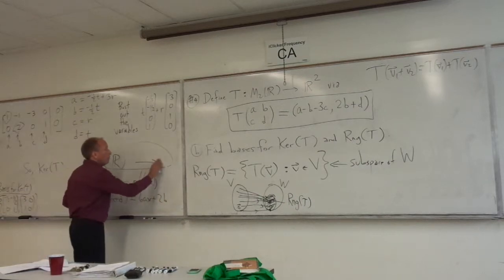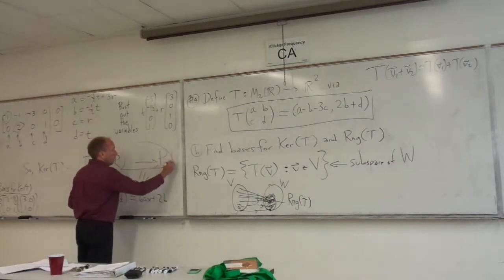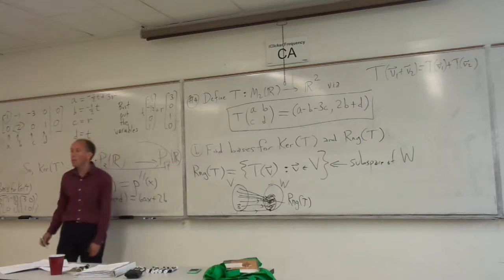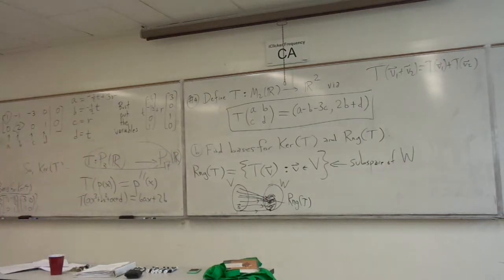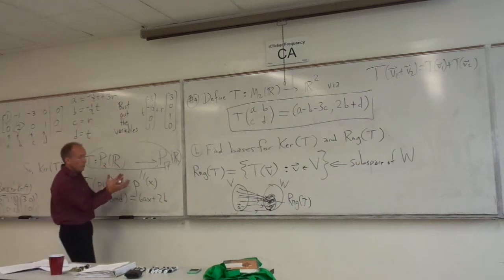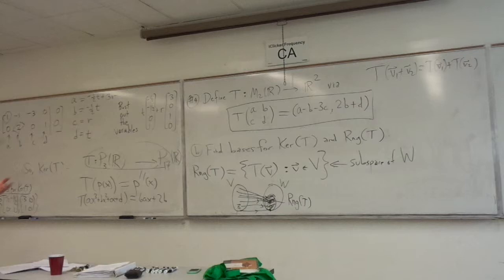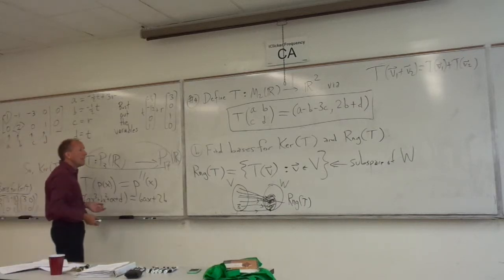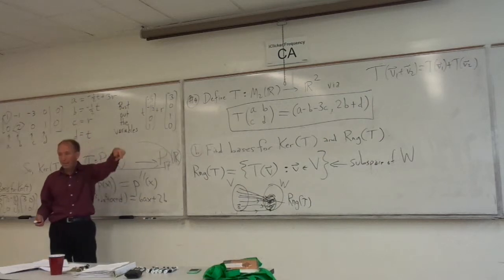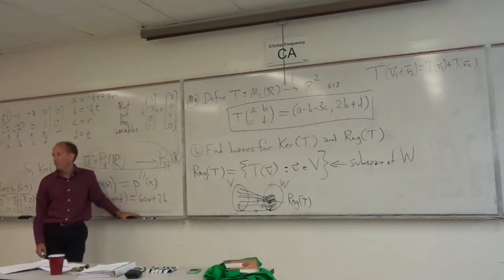Even though I could have said, oh, I'm going to let W be P sub 17, it wouldn't be wrong to do that. It just means that your range of T is very small compared to the receding space W. W is the receding space for your transformation. Doesn't mean everything in W gets hit by the transformation.